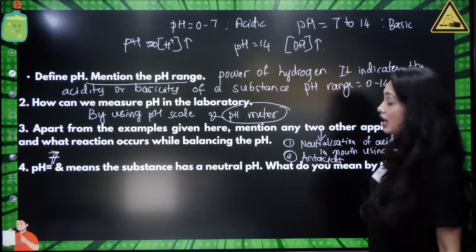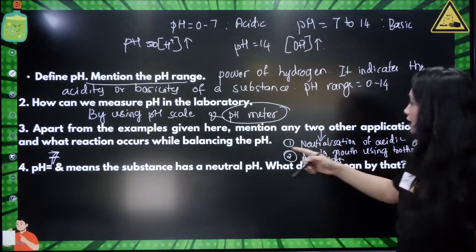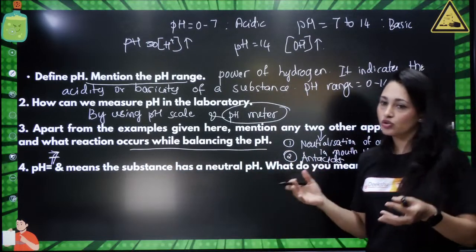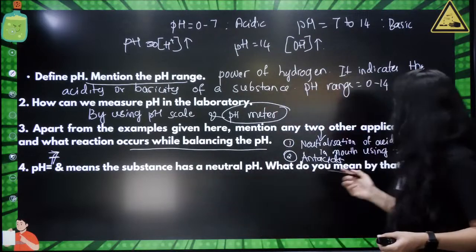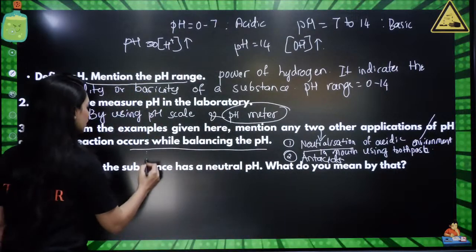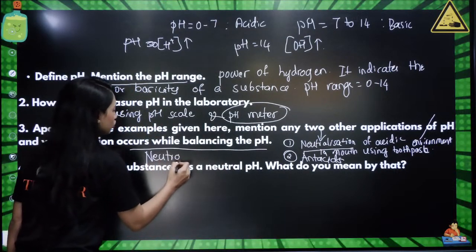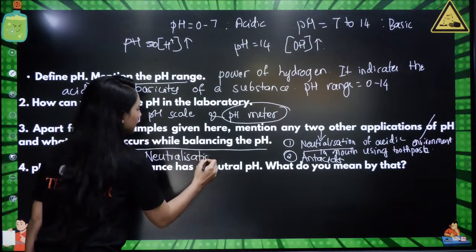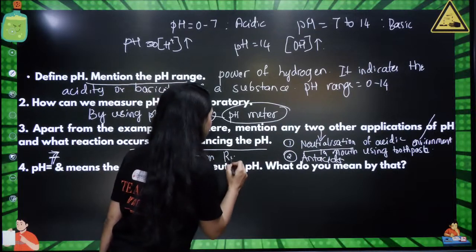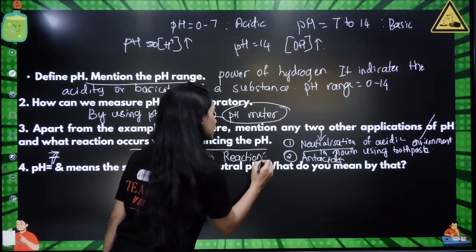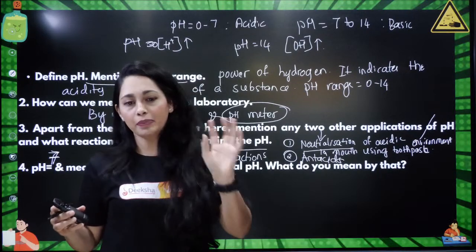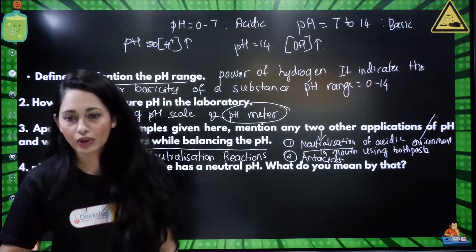Next, they have asked another question in the same one: what reaction occurs while balancing the pH? See, I have written it here. Neutralization reaction. The basic principle behind these applications is neutralization reactions. If something is too acidic, we'll add a base. If something is very basic, we are going to add an acid.